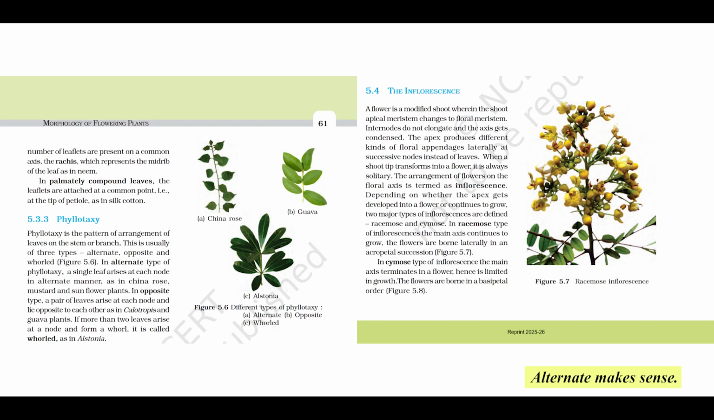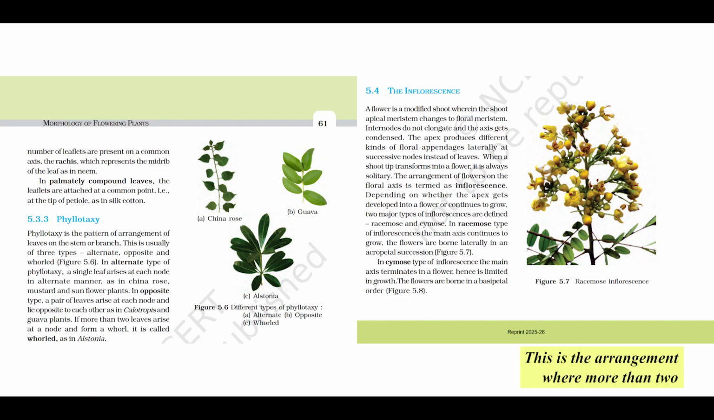Alternate. Makes sense. Second, the opposite type. Here, a pair of leaves arises at each node, and these two leaves lie directly opposite to each other across the stem. Excellent examples are calotropis and guava plants. Figure 5.6b clearly shows two leaves emerging directly opposite each other at the same node. Two leaves per node, directly across from each other. Opposite. And third, the whorled type.